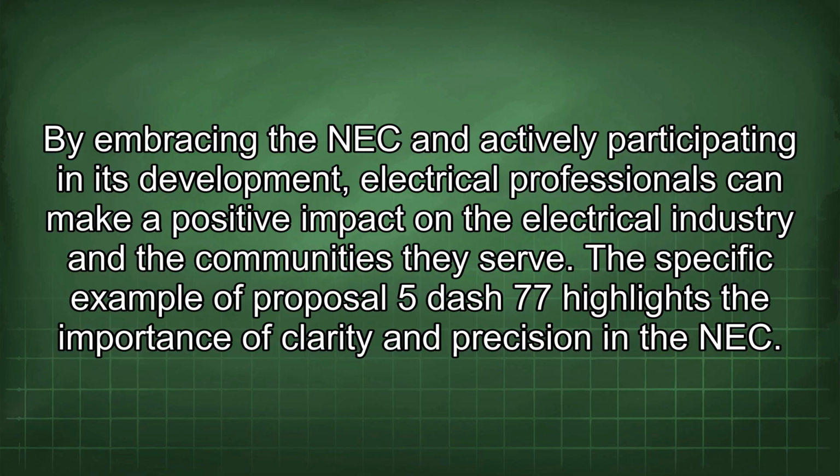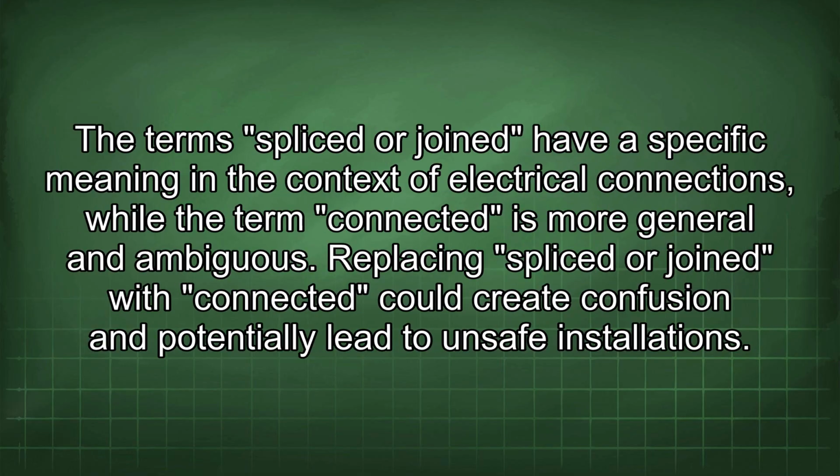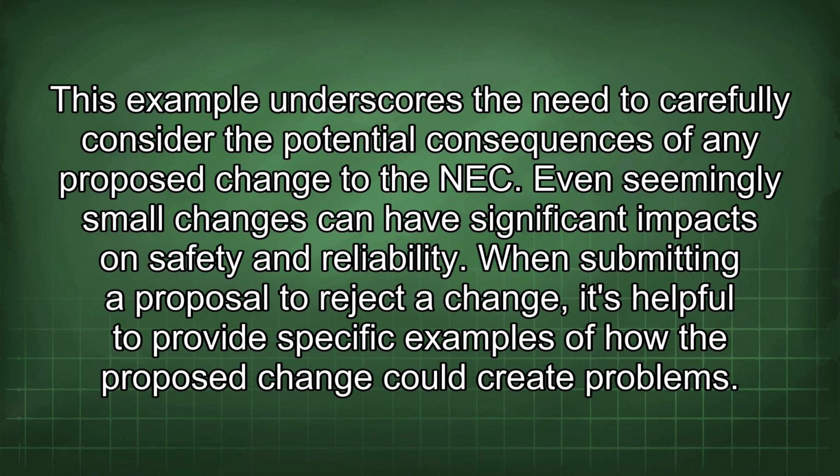The specific example of Proposal 5-77 highlights the importance of clarity and precision in the NEC. The terms spliced or joined have a specific meaning in the context of electrical connections, while the term connected is more general and ambiguous. Replacing spliced or joined with connected could create confusion and potentially lead to unsafe installations. This example underscores the need to carefully consider the potential consequences of any proposed change to the NEC. Even seemingly small changes can have significant impacts on safety and reliability.